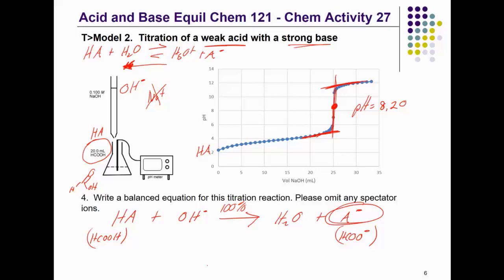So what do you know about HA? It's a weak acid. So hence, at the beginning of the titration, the pH is on the acid side. What do you know about the A negative? Well, it's the conjugate base of a weak acid. What's the job of a conjugate base of a weak acid? It's a weak base. Why is the pH at 25 degrees Celsius above 7? Well, it's because you've got a weak base present.